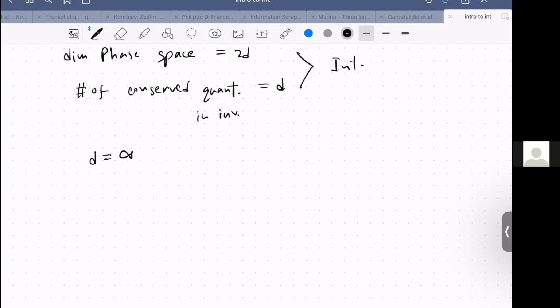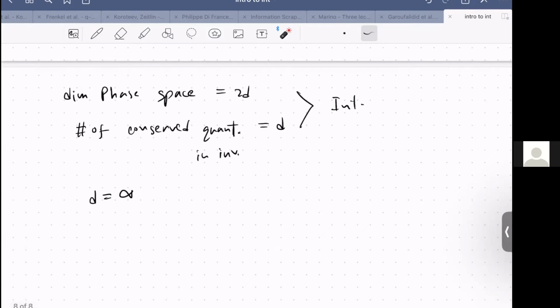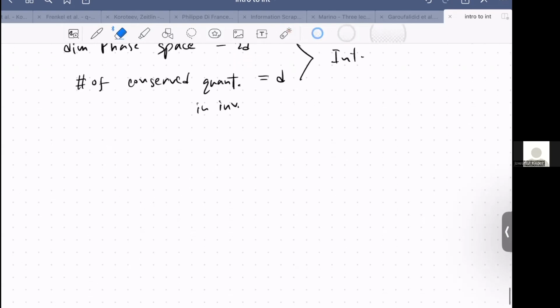Now, if you replace D with infinity, then the problem is that you cannot say that one infinity is twice another infinity. So this criterion doesn't make any sense. They're both infinity, but who knows which infinity is larger and by how much? That's one of the problems why we cannot use Liouville integrability in the case of, say, quantum field theories, because then you have infinitely many degrees of freedom. And so for that, we need slightly more sophisticated criteria.